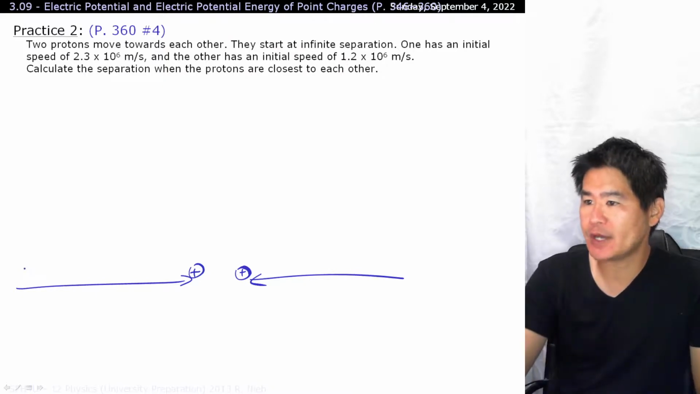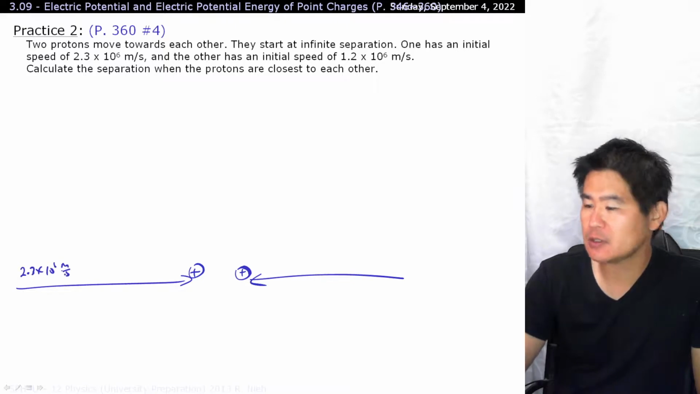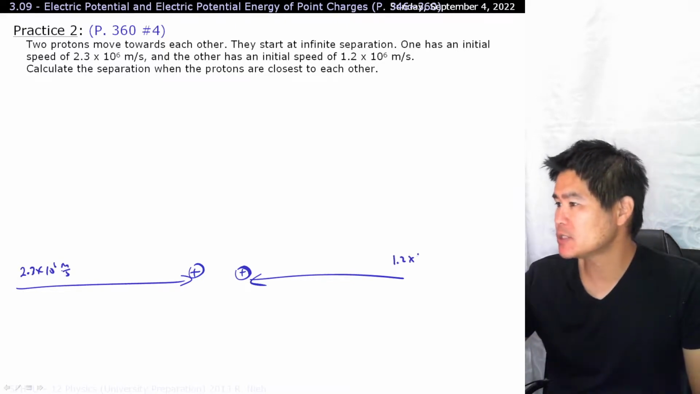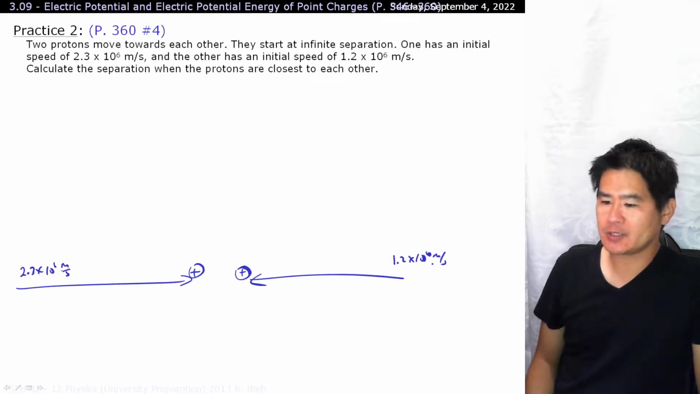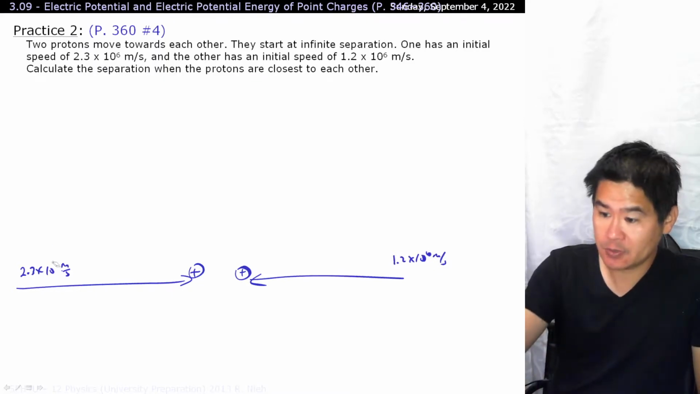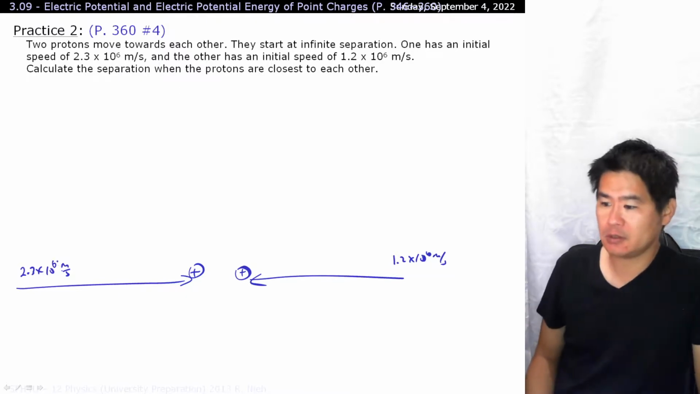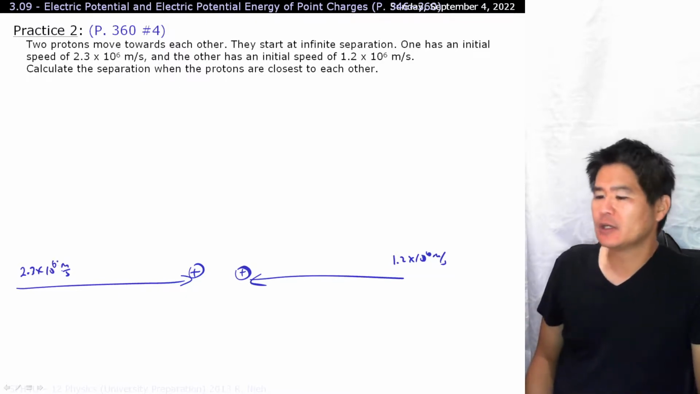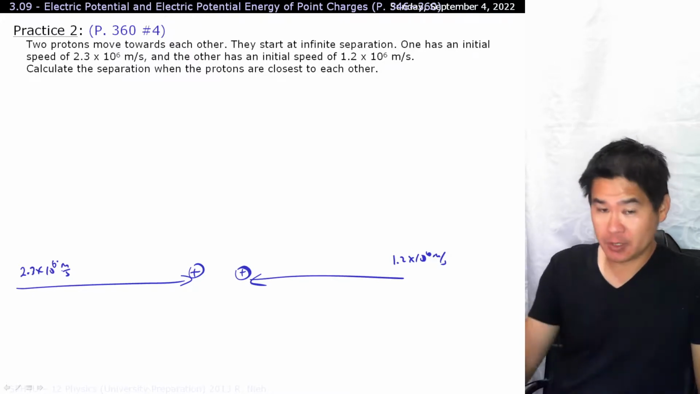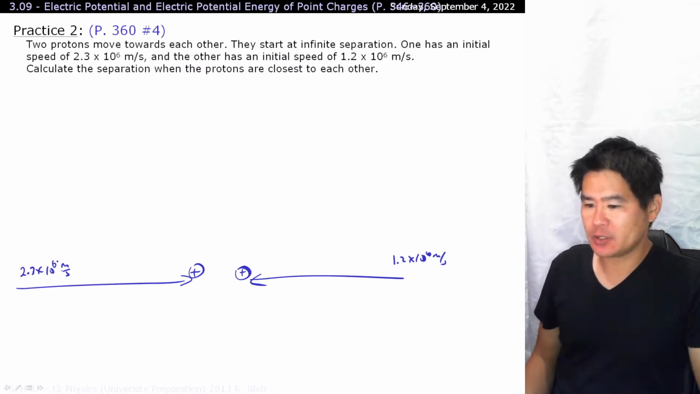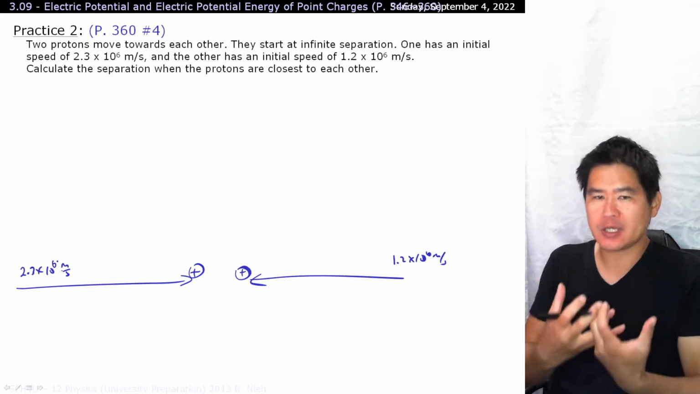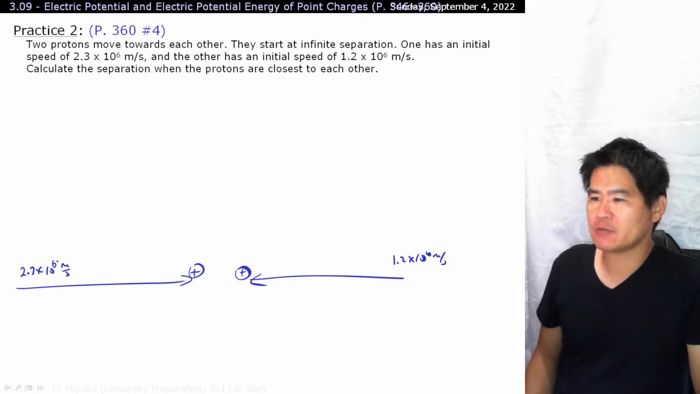So one is traveling as fast as 2.3 times 10 to the 6 meters per second, and the other is at 1.2 times 10 to the 6 meters per second. Keep in mind the speed of light is 3 times 10 to the 8, so this isn't at the speed of light, not that close to it, at least. They're coming towards each other, and because they're like charges, eventually they'll pause before they ricochet off of each other. With enough speed they'd bind together, but this won't be fast enough.